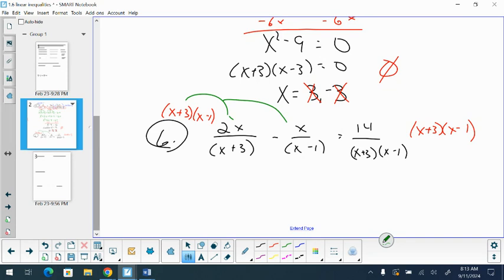Distributing through to each of our terms. X plus 3 is canceled, so we have 2x times x minus 1 in the first one. X minus 1 cancels into the second one, so we're left with minus x times x plus 3 for the second one, and everything cancels with the right hand side. Once again, slow yourself down because this is where mistakes occur, especially when we have a negative sign in there.